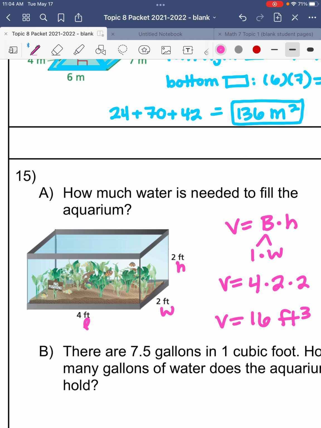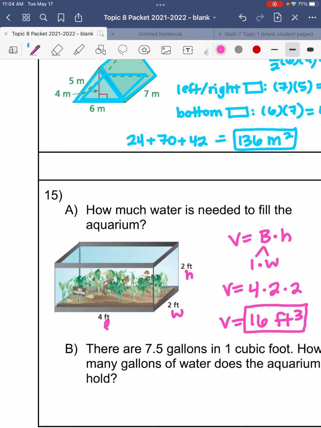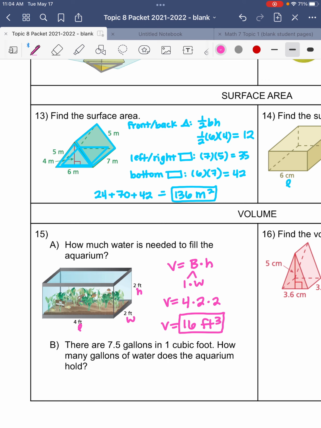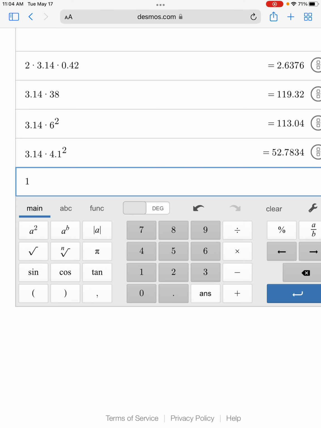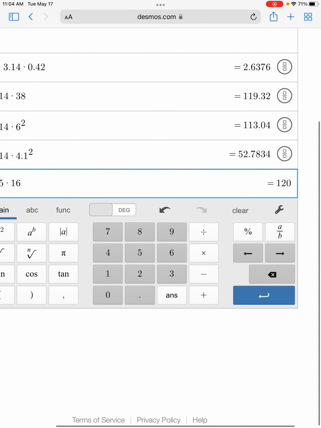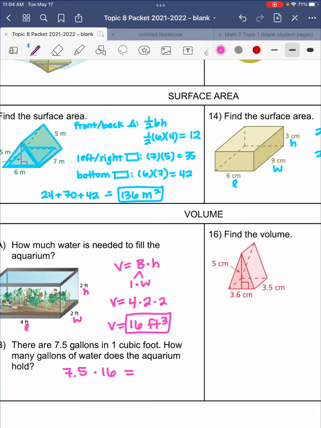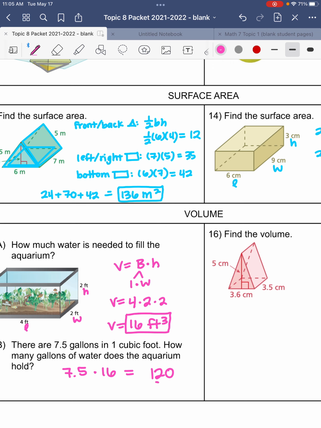Okay? Now in part B, we're told that there are 7.5 gallons in 1 cubic foot. How many gallons of water does the aquarium hold? Well, all I'm going to do is multiply 7.5 times 16. And I'm going to go put that into my calculator to figure out what I get. We have 7.5 times 16, which is 120. So that fish tank will hold 120 gallons of water.